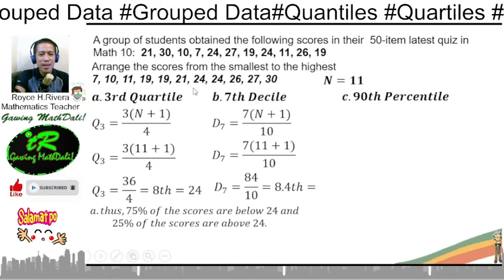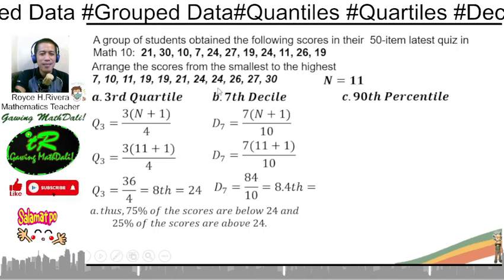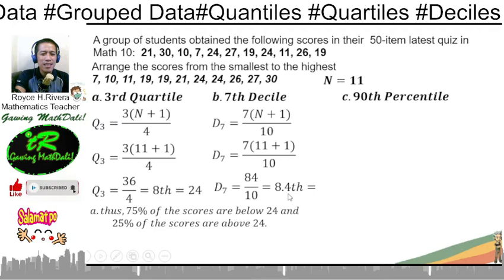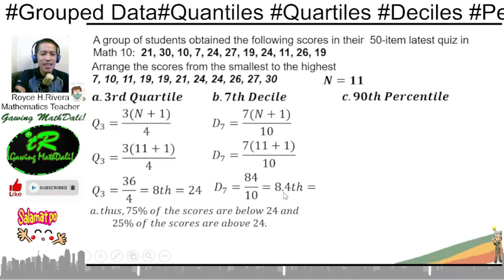Wala naman tayong makikitang 8.4th position in the data set. But we know that 8.4 is in between the 8th data and the 9th data.